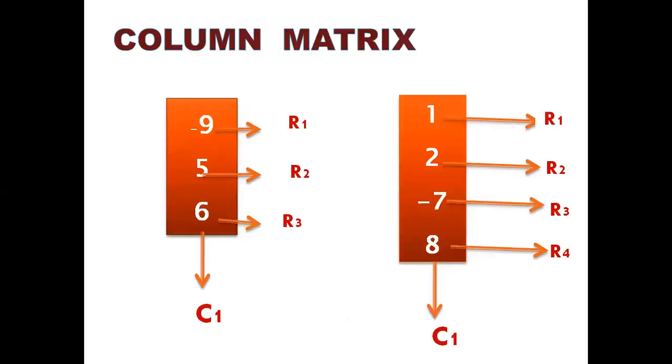With the same logic, I want to tell you about the column matrix. The first example has 3 rows but 1 column. The other example has 4 rows but only 1 column. So the matrix with only 1 column is a column matrix.